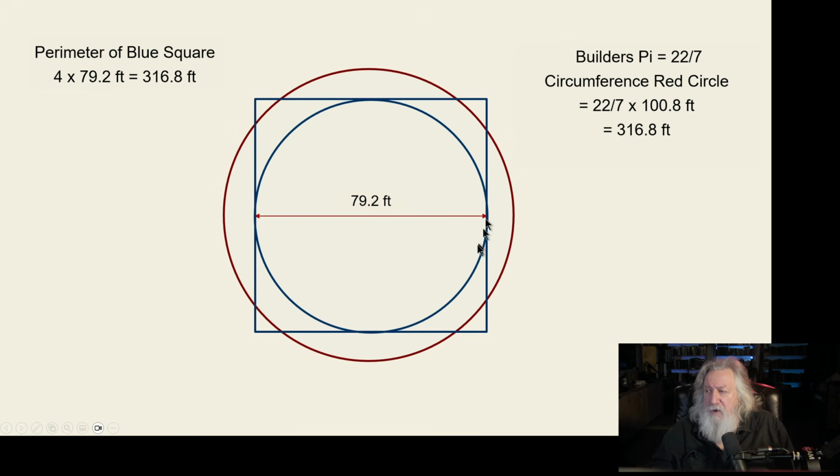Okay, so now here's where the interesting geometry comes in. If we have this circle here, the blue ring, and it's 79.2 feet, the diameter of that circle is going to be the same as the side of a square enclosing that circle, where the midpoint of each side of the square is precisely tangent to the four quarters of the blue ring. If I draw that square around it and its side length is 79.2 feet, then its total perimeter is 316.8 feet. Remind you, builder's pi, 22 divided by 7. Instead of multiplying 100.8 by the exact value, which you can't get anyway, using builder's pi we see that the circumference of the red ring is 316.8 feet.